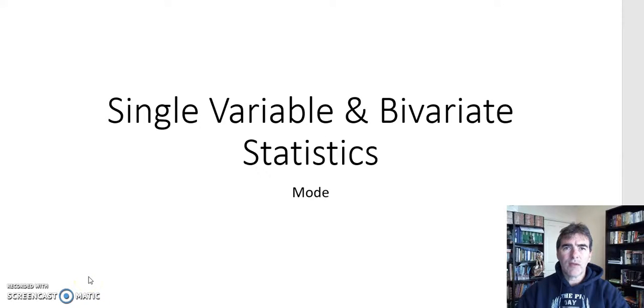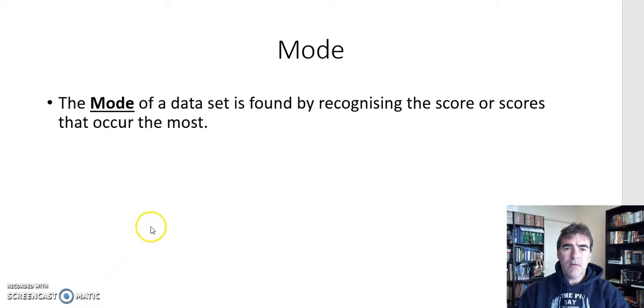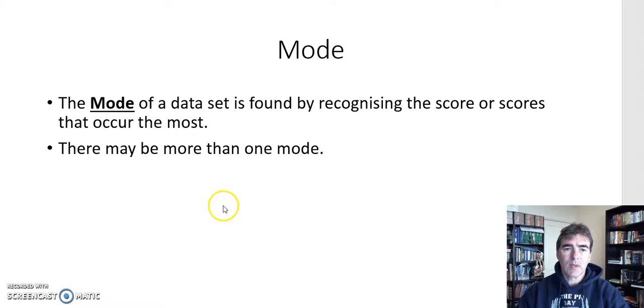So what we're going to have a look at today is what the mode of a data set is and how we can find it. The mode of a data set is found by recognizing the score or scores that occur the most. There may be more than one mode.